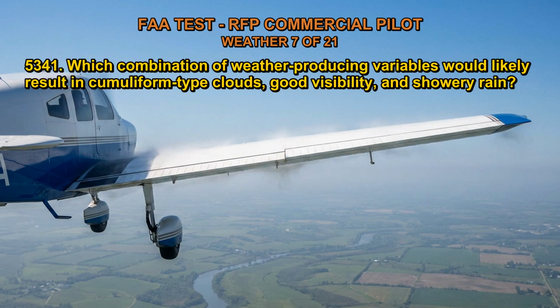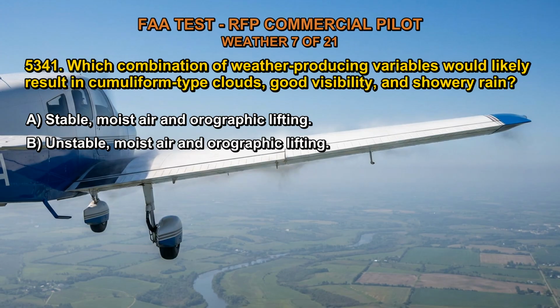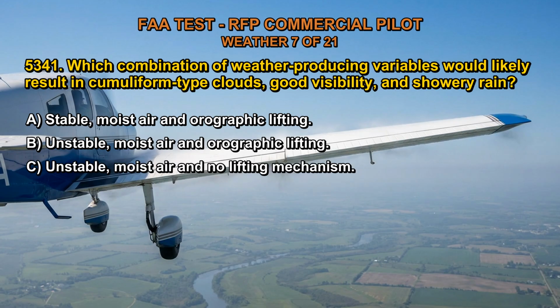5341. Which combination of weather-producing variables would likely result in cumuliform-type clouds, good visibility, and showery rain? A. Stable, moist air and orographic lifting. B. Unstable, moist air and orographic lifting. C. Unstable, moist air and no lifting mechanism. The correct answer is B.